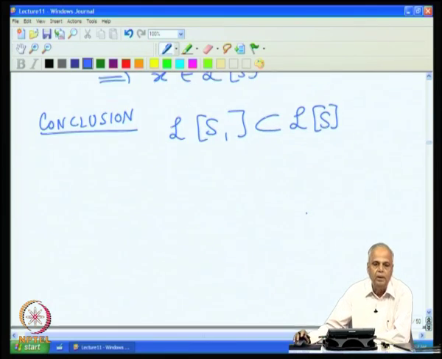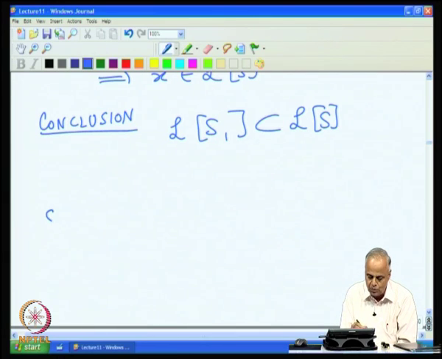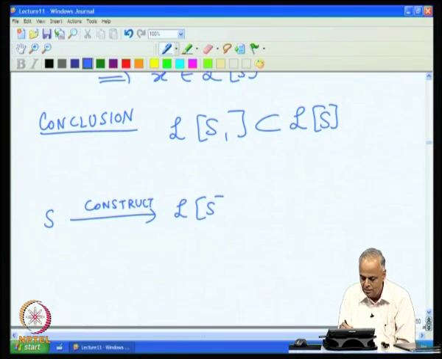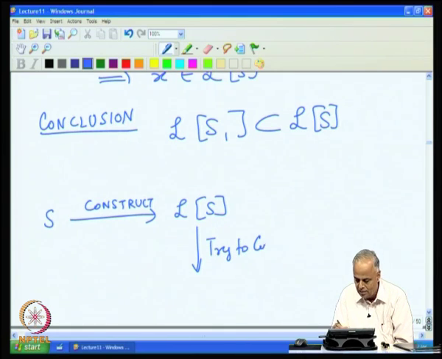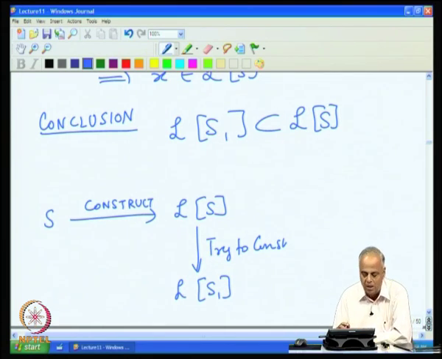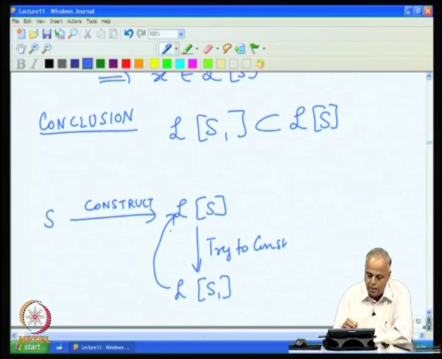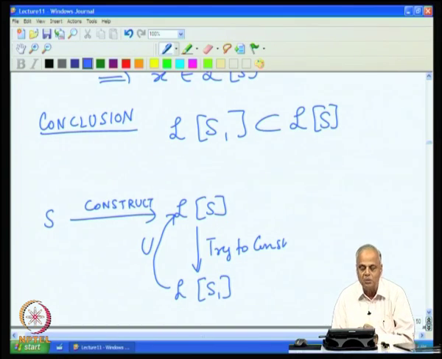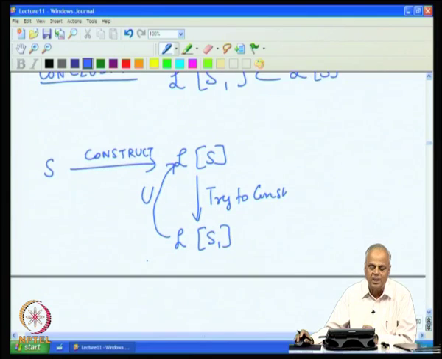So, what does that all mean? We started with S, we constructed Ls, then from Ls we try to construct LS1. How did we construct this? Choose an S1 which is in Ls and try to construct the linear combinations of S1, it pulls you back to Ls. LS1 is contained in Ls. So, in other words, this construction process, this building process saturates at the Ls level.